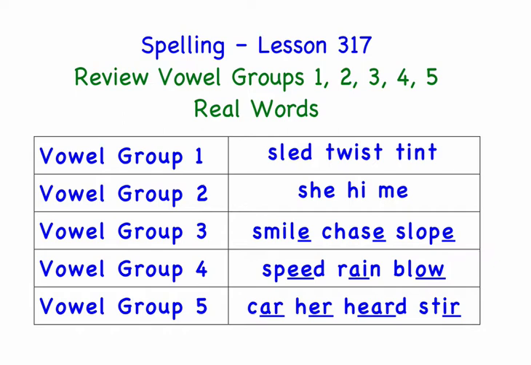The E at the end of the word is silent. The first vowel in the word says its name. Vowel group 4 is when two vowels join together, form a team, and the first vowel says its name. And finally, vowel group 5, a vowel plus the letter R join together and form a team and represent a special sound.